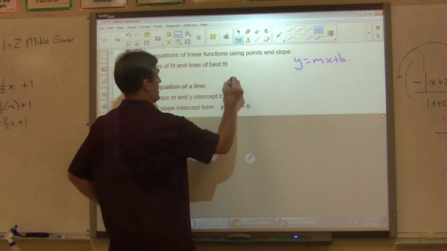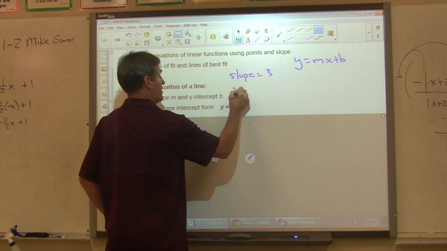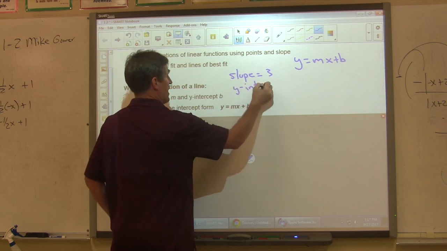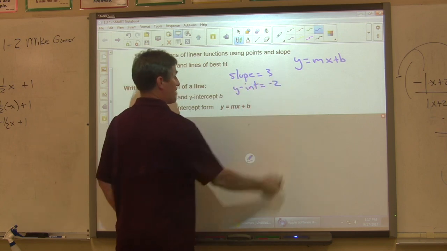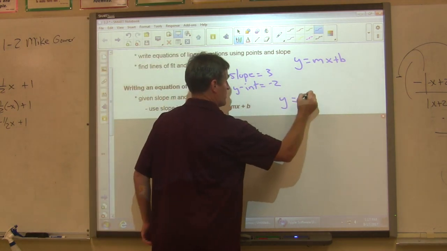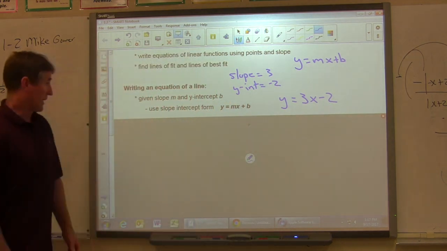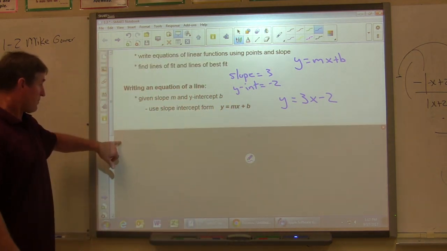So they'll tell you things like slope equals 3, y-intercept equals -2, and then you just plug it in. Y equals 3x minus 2, and you're done. So really easy when they're in that form.